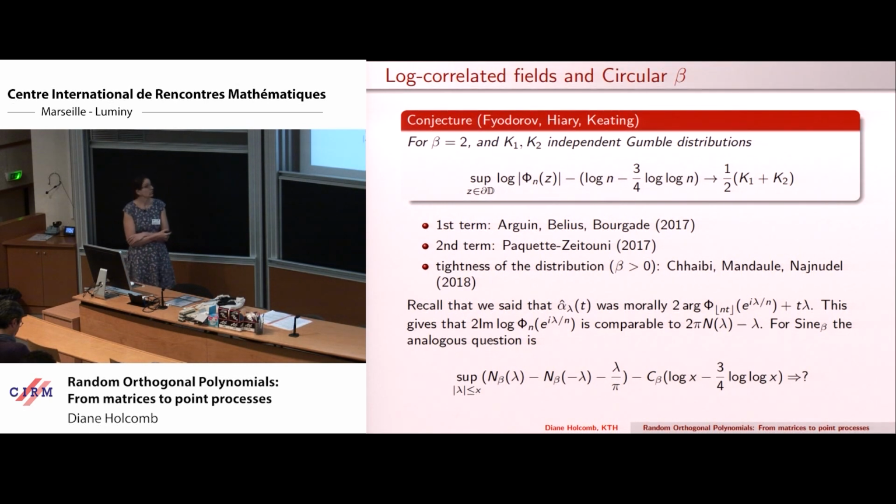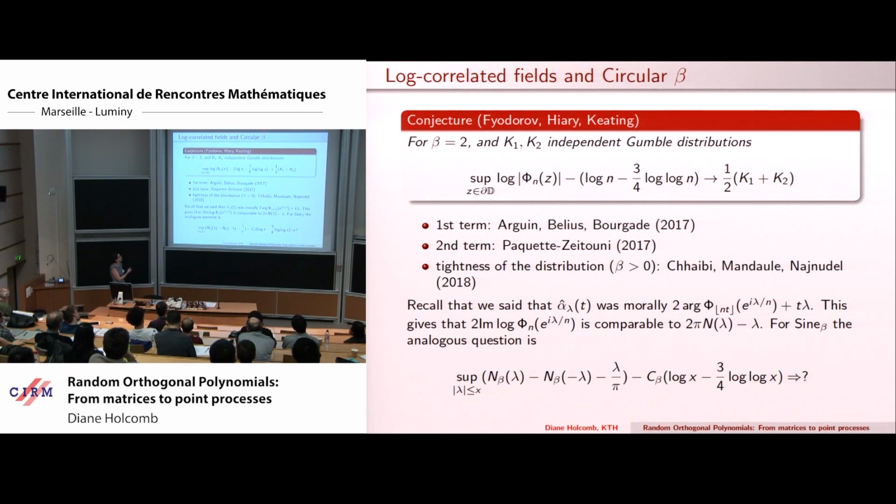And again, there's been some progress in this direction. The first term was proved by Arguin, Belius, and Bourgade. And shortly after that, we had the second term by Paquette and Zeitouni. And then for all beta greater than 0, Chhaibi, Madaule, and Najnudel proved not this convergence statement, but they proved that this object essentially to the left was tight. So you don't get the distribution of the limiting random variable, but you get everything else.